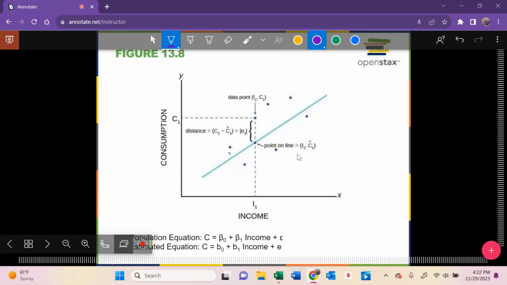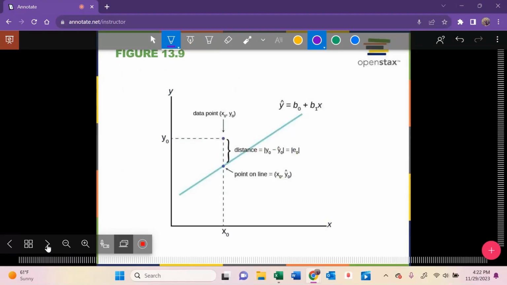So this is another pictorial review of that idea of error. This is a pictorial review of how you find that error.